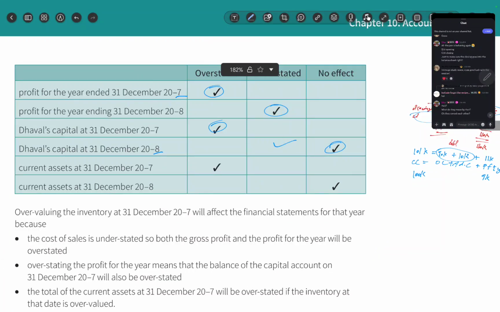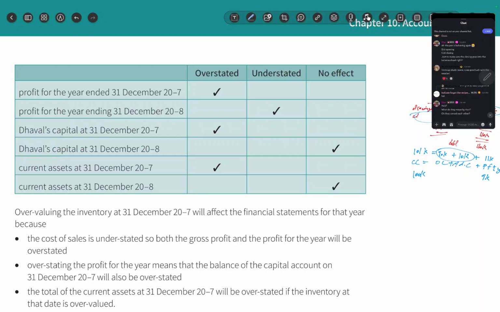Okay. So that's why there is no effect. But there will be an effect in the first year because, of course, a problem happened in the first year. Then in the second year, this happened, but the effect of that was no effect. Like, the error cancelled out. Okay. And then current assets. Again, the same thing is happening. That's why there's no effect.